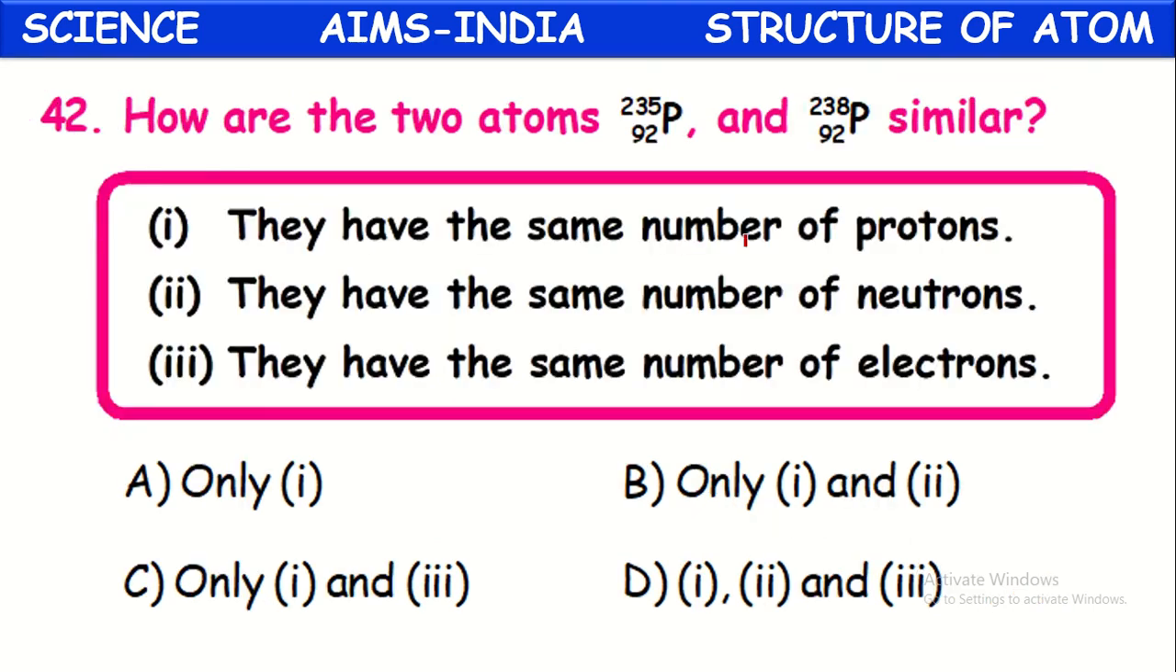Okay. Next. How are the two atoms, P 235 and P 238, similar? In which property are they similar? They have the same number of protons. It is correct. They have the same number of neutrons. It is wrong, because of the difference in the number of neutrons only they have different mass numbers. Next. They have the same number of electrons. Of course, it is also correct. Only 1 and 3 are correct. Where is it? Here.